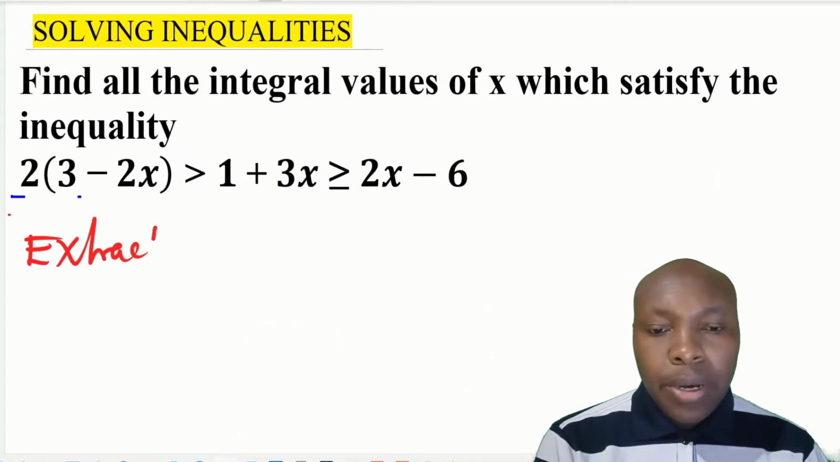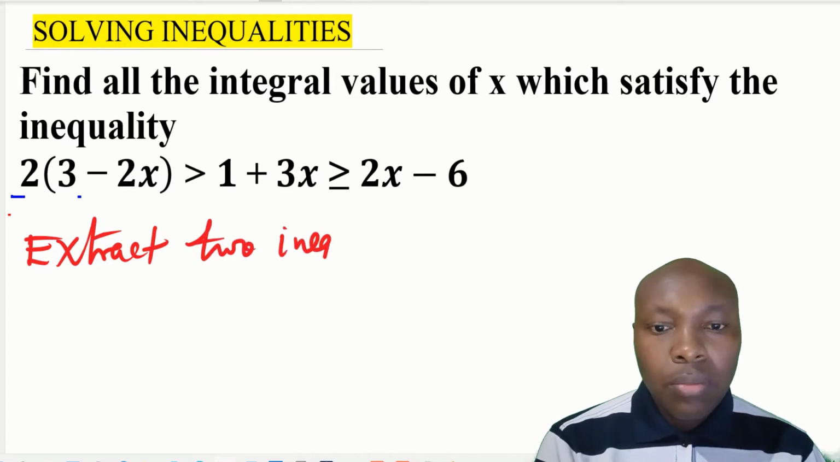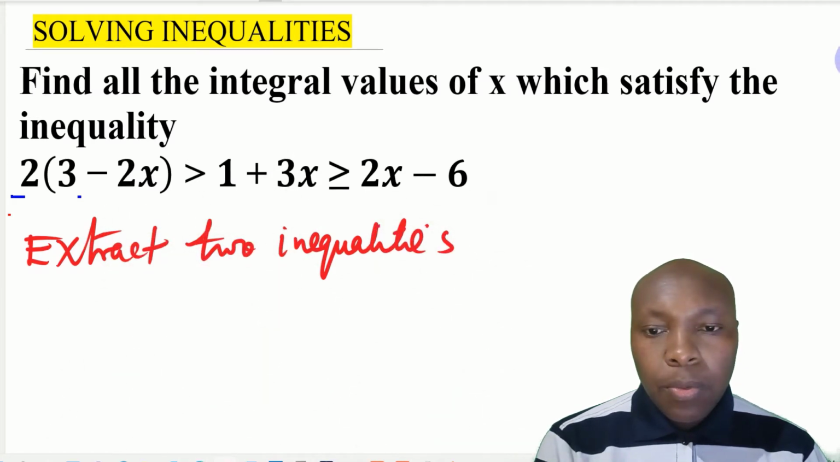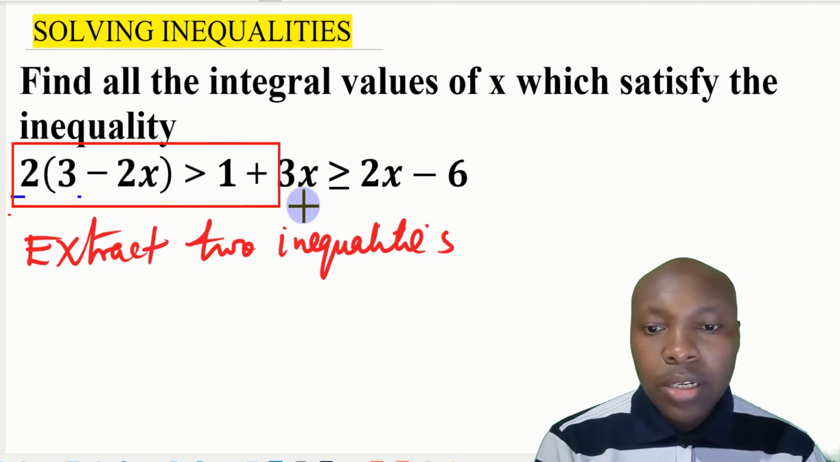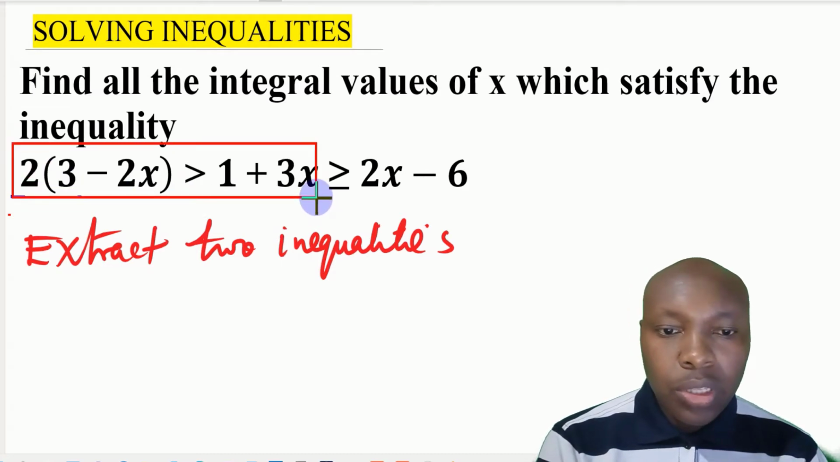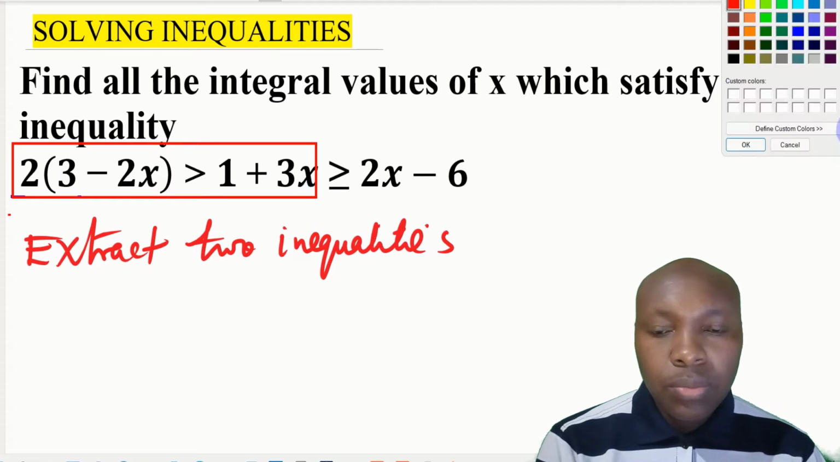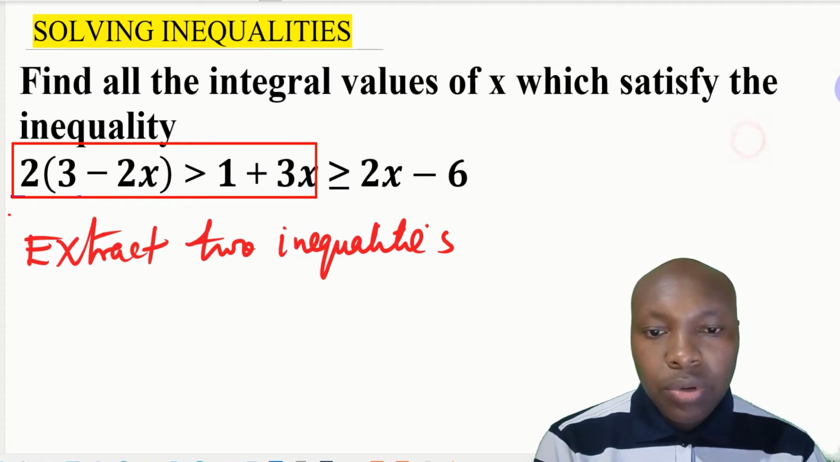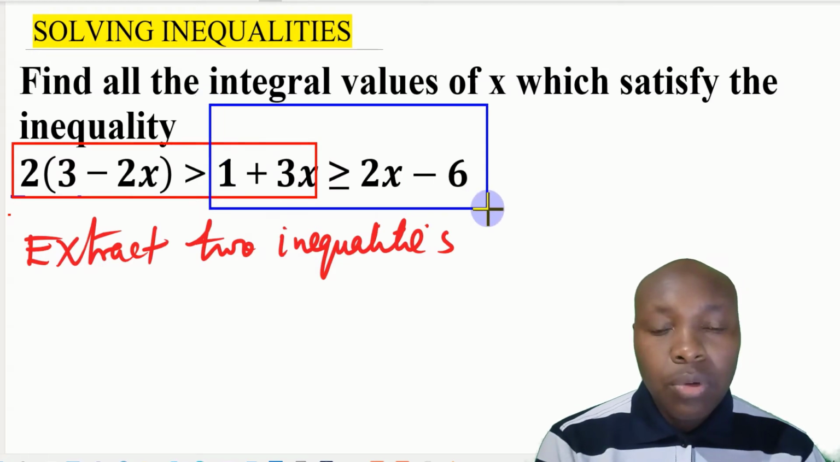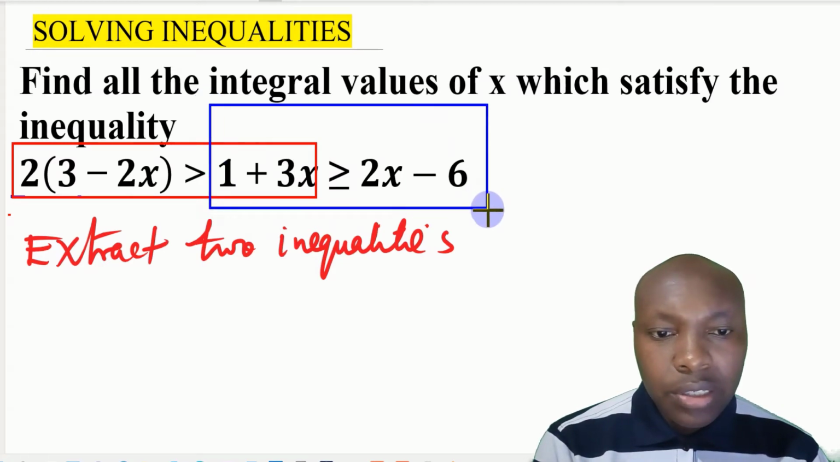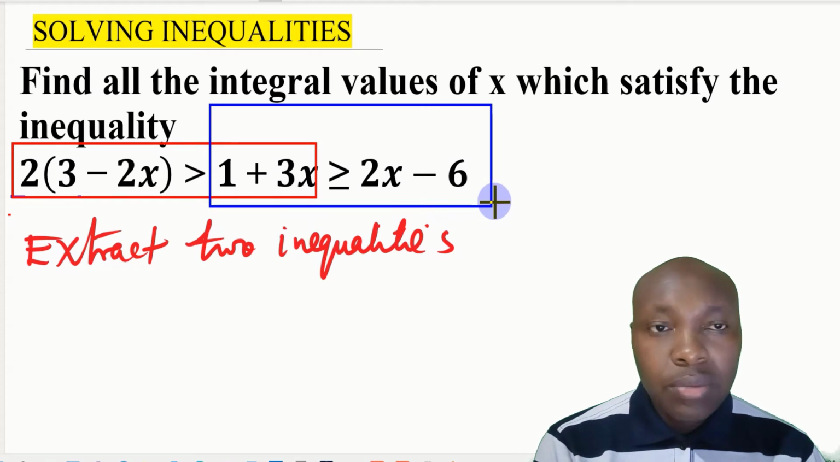So we shall begin by extracting two inequalities from this single combined inequality. This is how we're going to do it. We extract the first one from 2 to 3x, that is 2(3 minus 2x) greater than 1 plus 3x. Then the other one will begin from 1 plus 3x is greater than or equal to 2x minus 6.